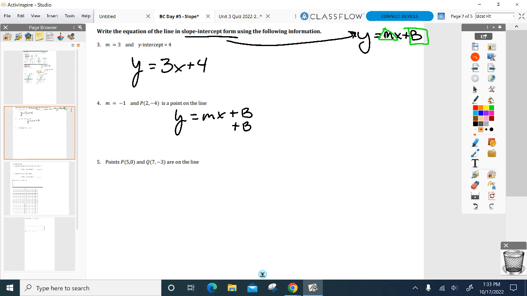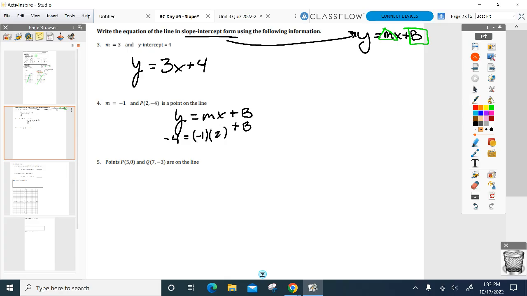You know, a point on the line. This point has an x and a y coordinate. What's the y coordinate? So in for y, I'm going to plug -4. Maybe this is familiar, maybe not, but this is how I find my y-intercept. What's the slope again? -1. And what's my x coordinate of the point?